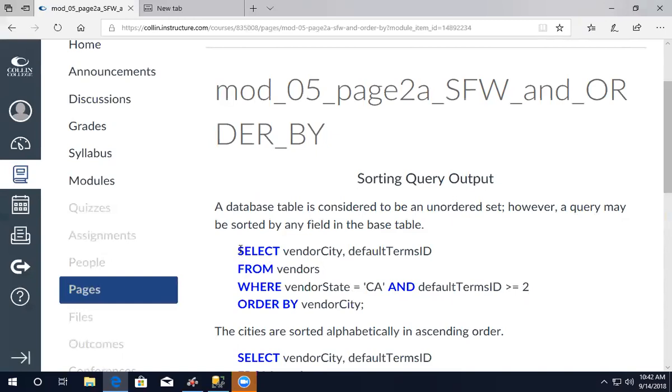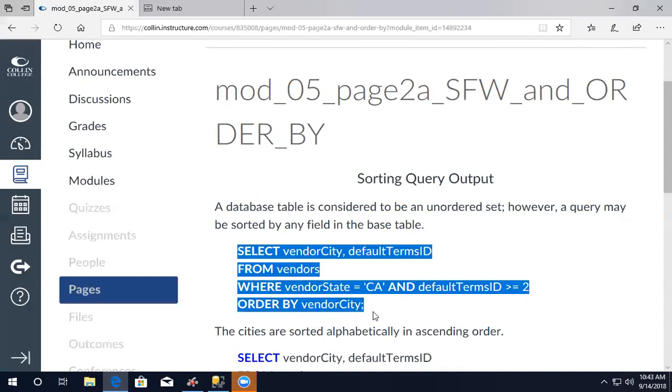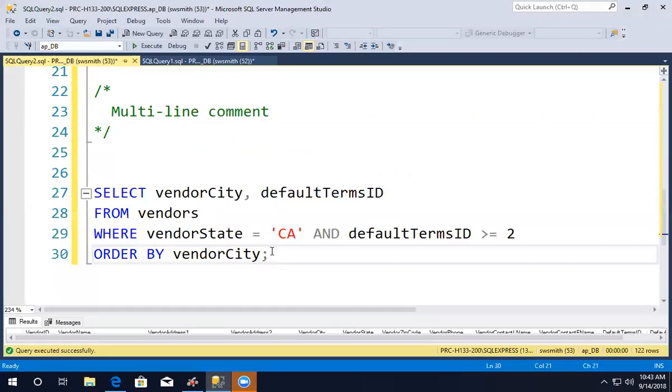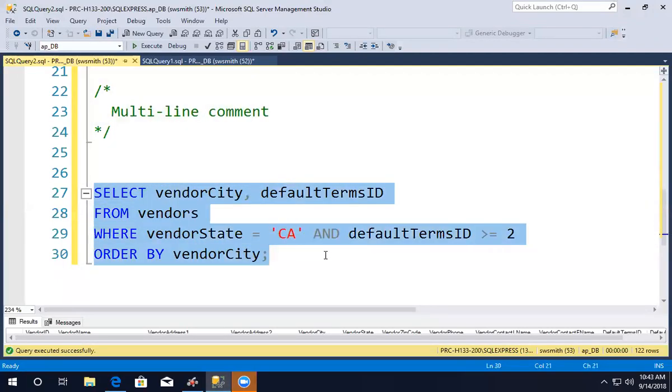And for example, here is one. Select vendor city, default terms ID from vendors. I have a where clause in there that has an and in it. So with an and, they both have to be true, or is true when either of them is true. And I have an order by vendor city. If I were to run this, everything would be ordered alphabetically by the vendor city. Let's see if it is. Execute.